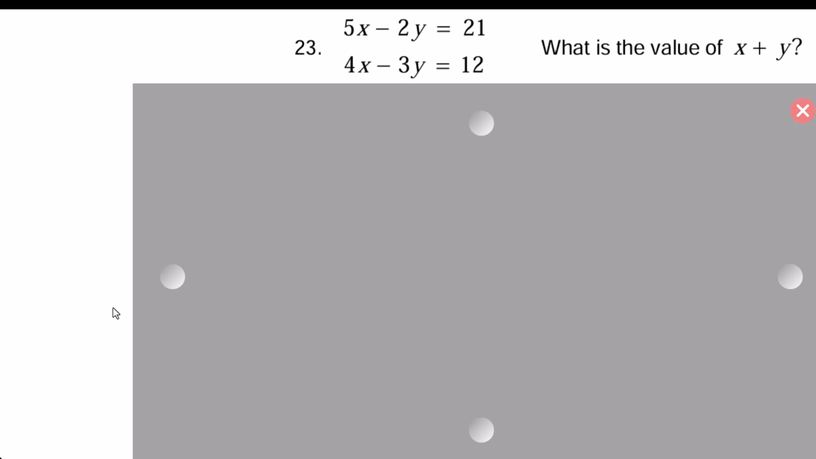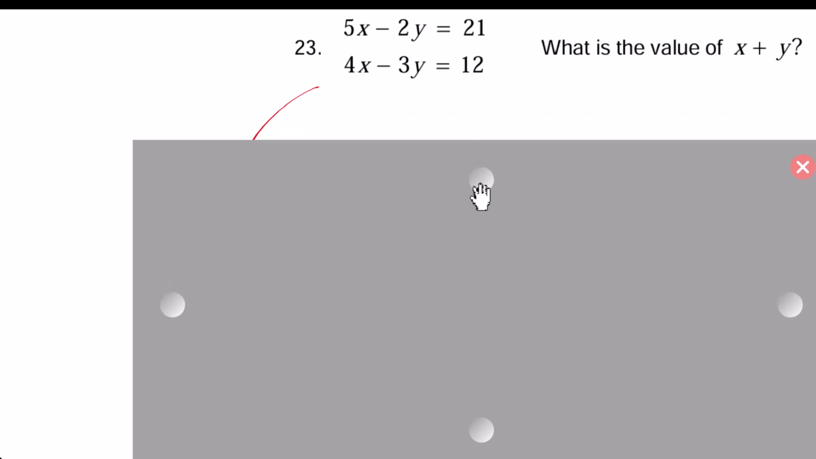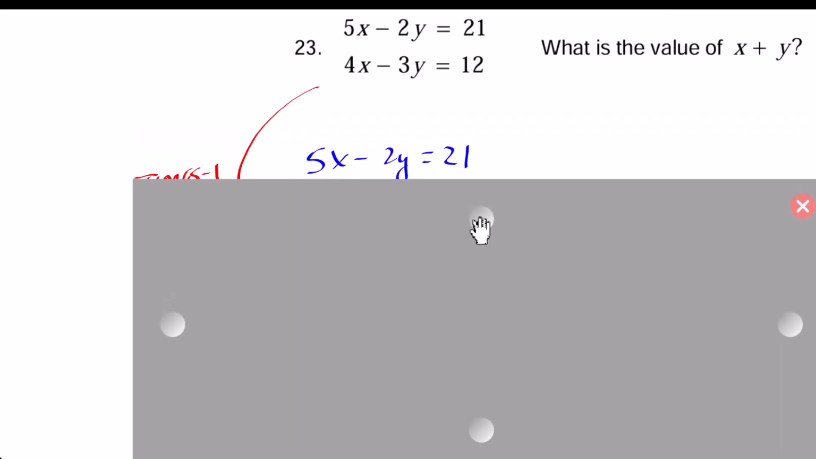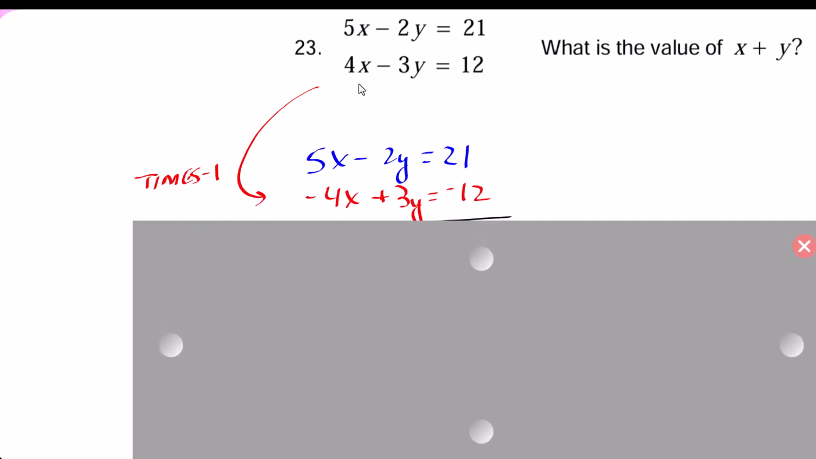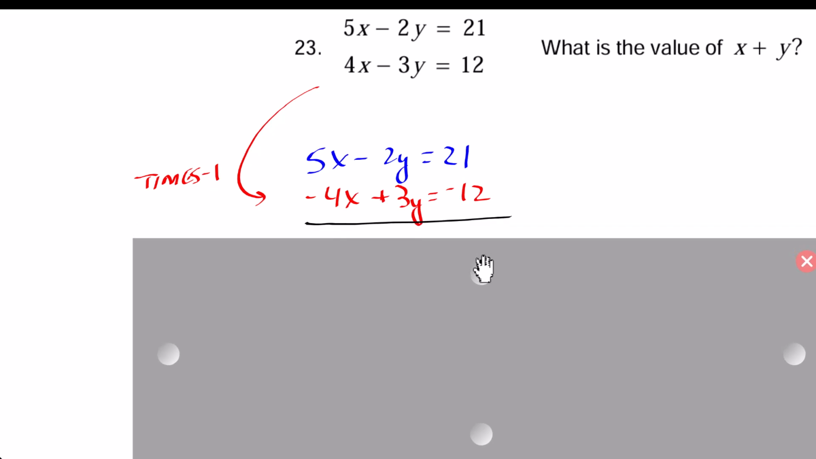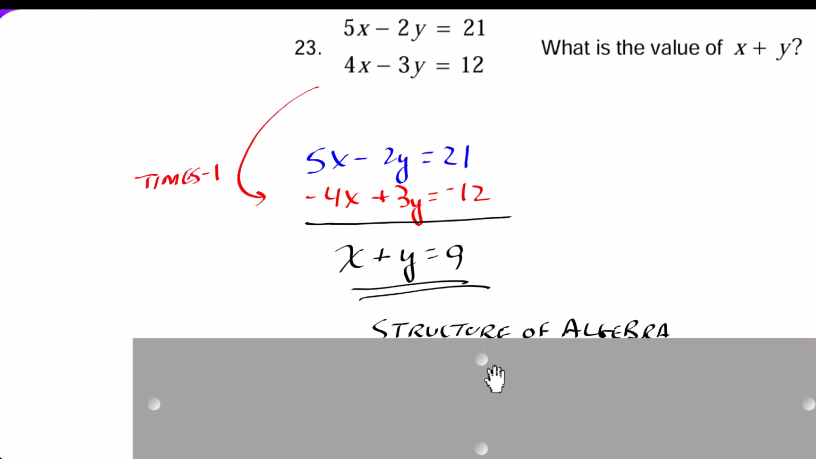But my favorite way doesn't involve technology. It involves a little bit of clever algebra. What I'm going to do is leave the first equation alone and multiply the second equation by -1. So this will become -4x, +3y, and -12. Then I just add those two equations together and get x plus y equals 9. And we're done.